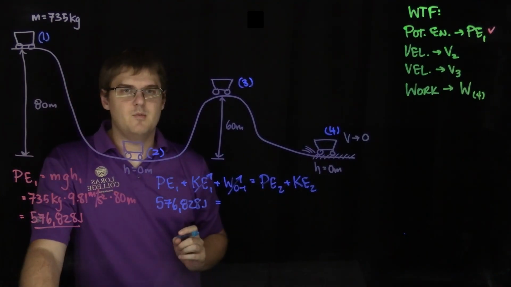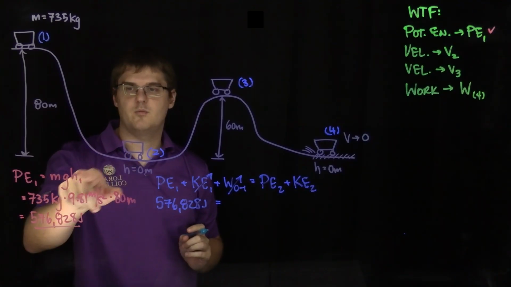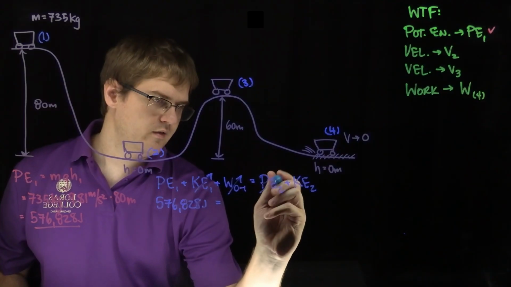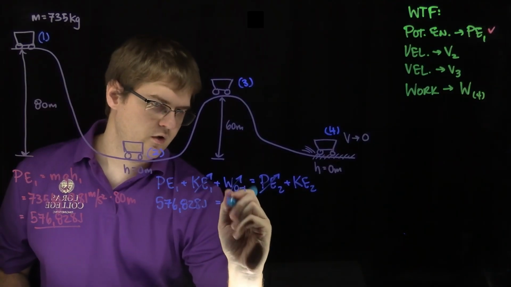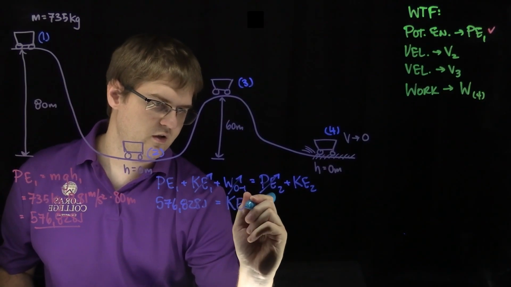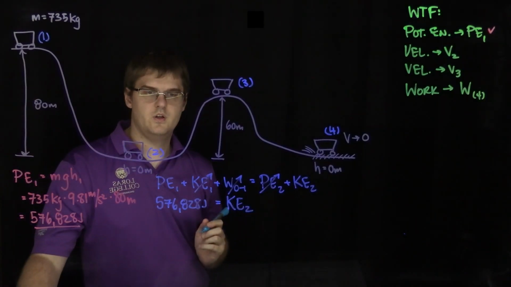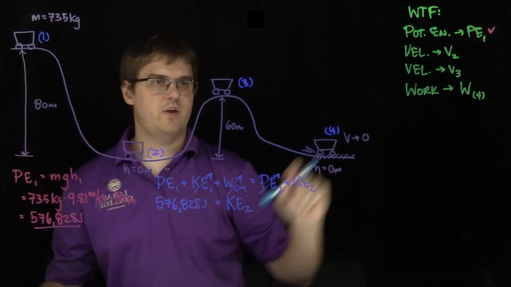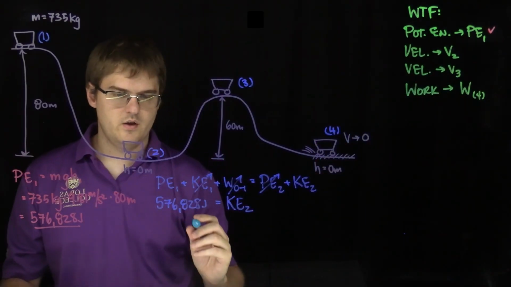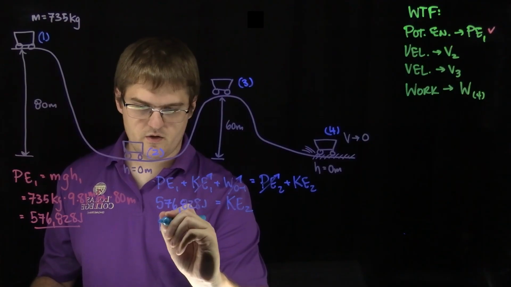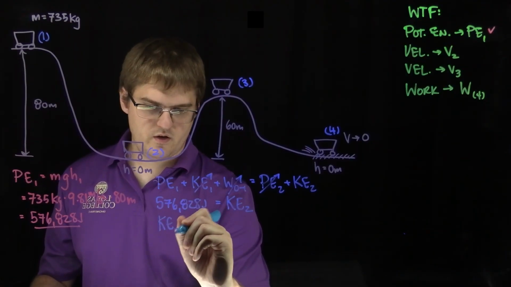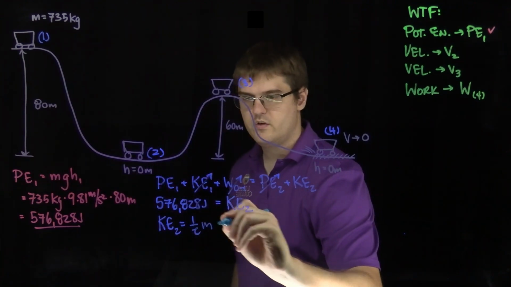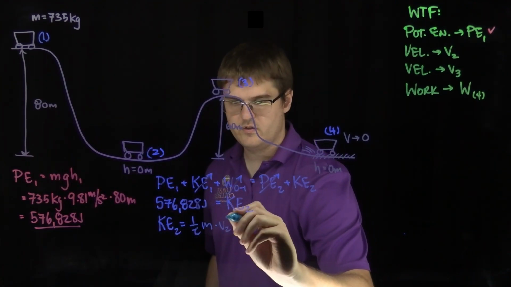If I wanted to calculate my potential energy at 2, mass times gravity times height at 2, well, height 2 is 0. Anything multiplied by 0 is 0. So I've got my kinetic energy at 2. I wasn't asking for kinetic energy, though. I was asking for velocity at 2. Kinetic energy is equal to 1/2 mass times velocity squared.